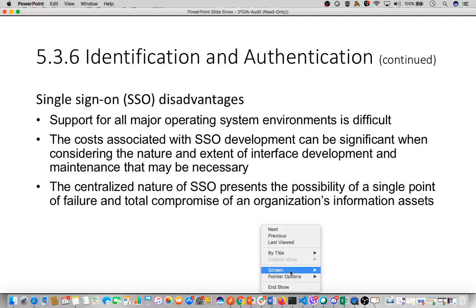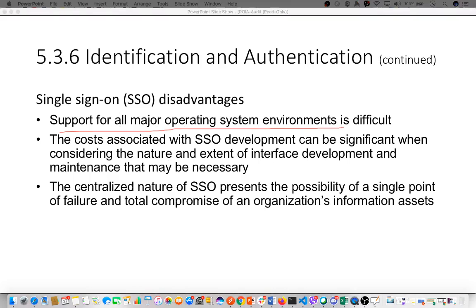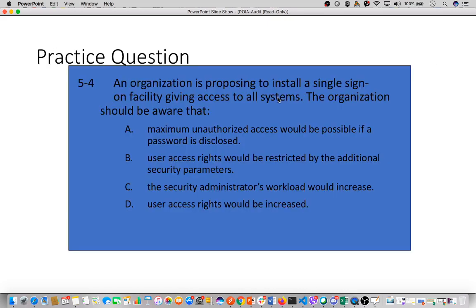The disadvantage of such systems is that support for all major operating systems is difficult. You have to create environments to do that, and it might not be easy. Setting things up is quite difficult, so some sort of technical intervention should be there. The cost associated with SSO can also be significant, and the centralized nature can give rise to a risk, a single point of failure. The single point of failure is the key issue here. One has to be very careful about knowing exactly how to implement this, what the guidelines, policies and procedures to follow are. If something is missing, that can lead to a problem. So try out this one.